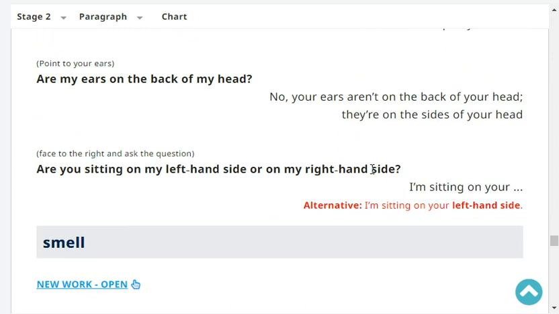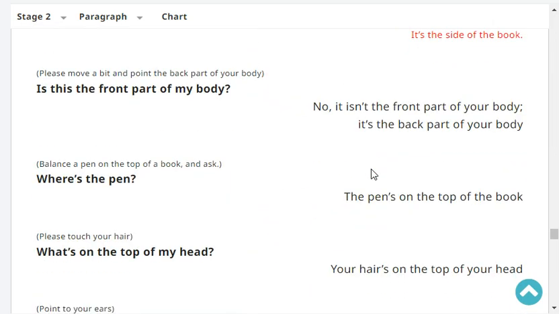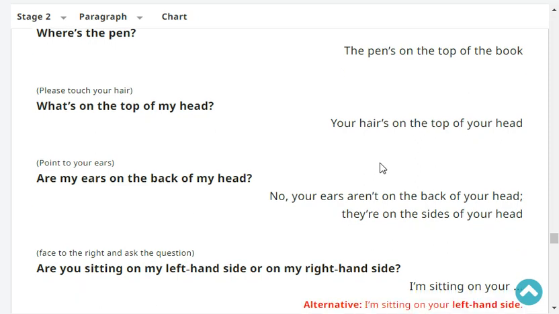Are my ears on the back of my head? No. Your ears aren't on the back of your head. They're on the sides of your head. Very good. Side of your head. Very good.